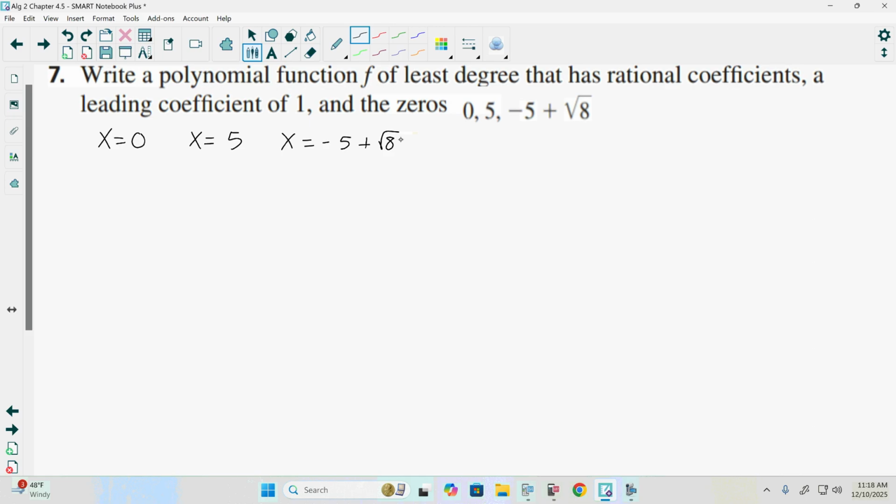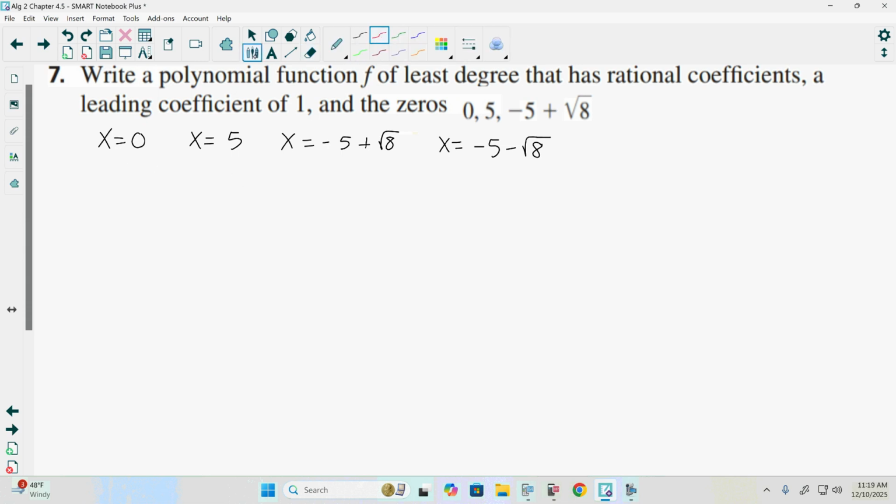So for this one here, we know that our zeros that they told us so far, what x is equal to. X is going to be equal to 0, x is going to equal 5, x equals negative 5 plus the square root of 8. But it also means that x has to equal negative 5 minus the square root of 8. Now, out of all of them, the x equals 0 is the nicest one out of the group. It's already equal to 0. It's already in factor form. We don't have to do anything to it. Just x equals 0.